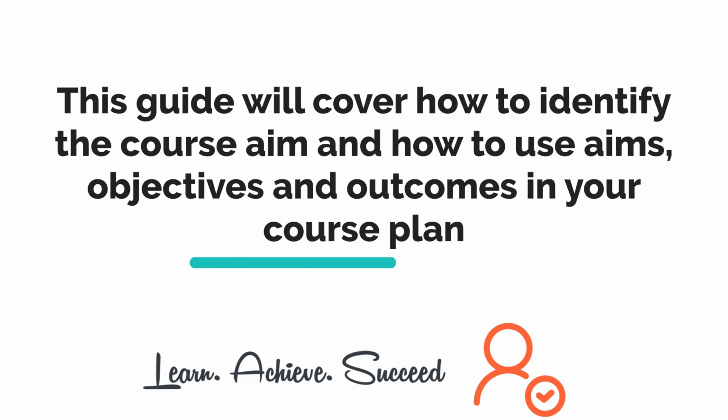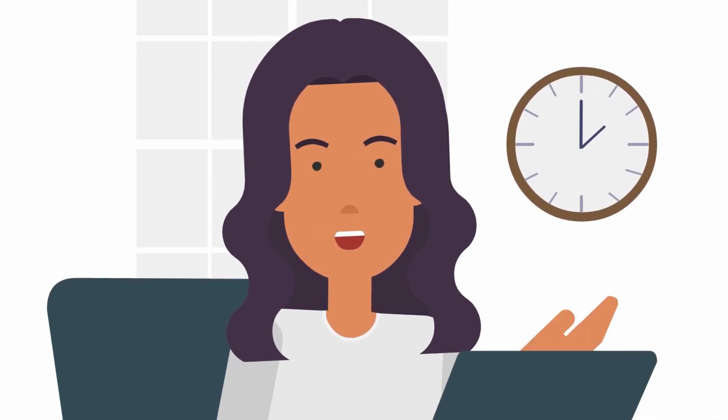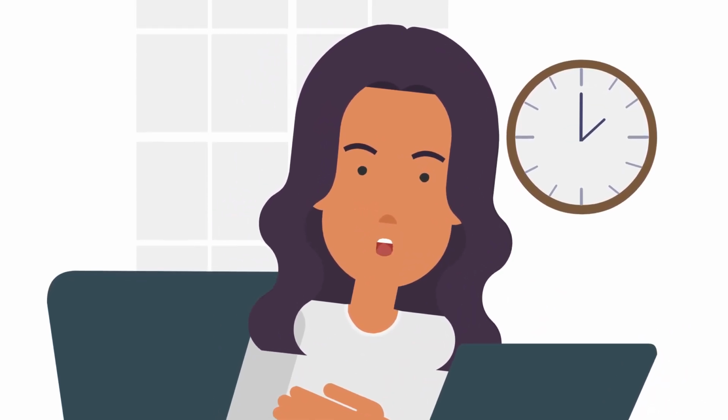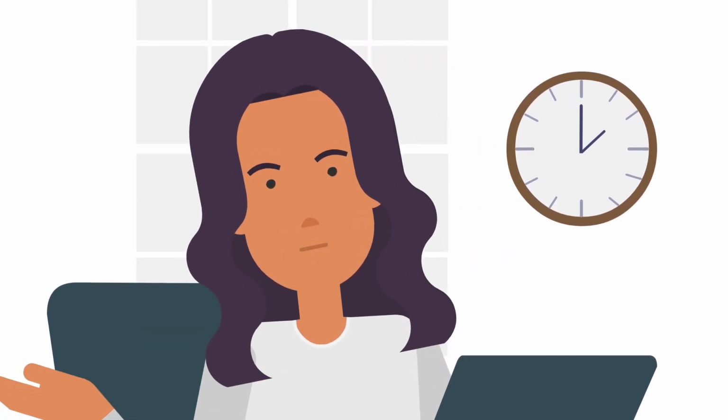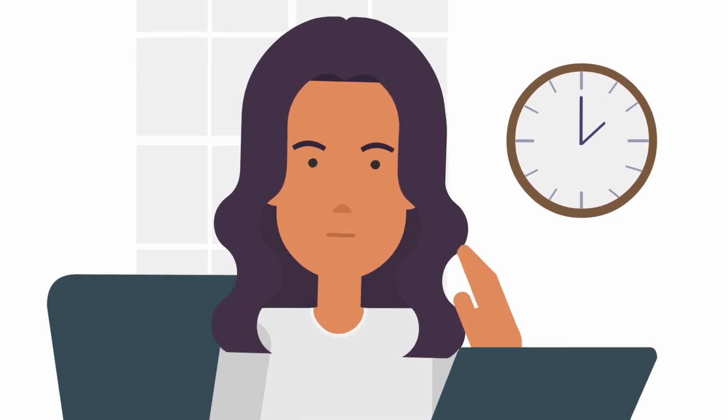This guide will cover how to identify the course aim and how to use aims, objectives, and outcomes in your course plan. The aim of a course is the overall outcome that the course creator wants to achieve. This needs to be thought of carefully, as it needs to match the aim of a learner who is planning on taking your course.